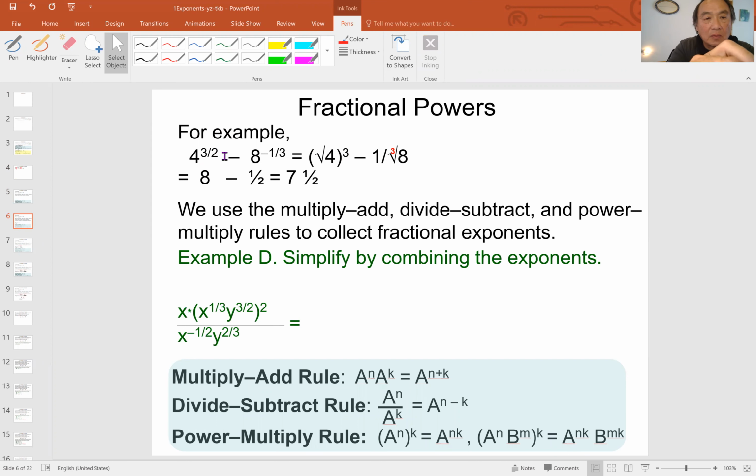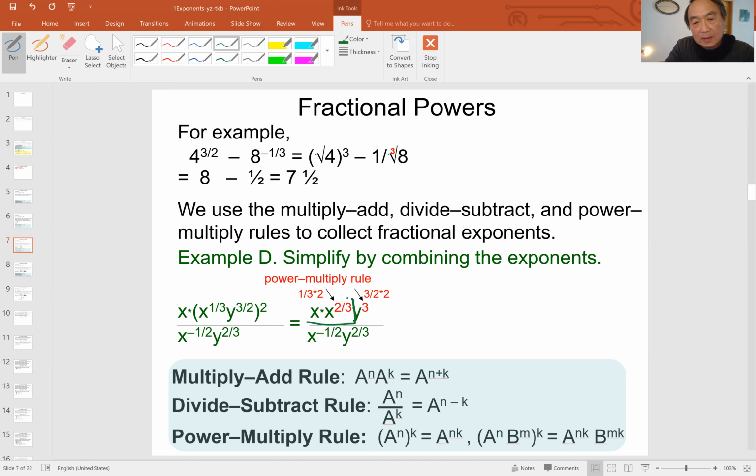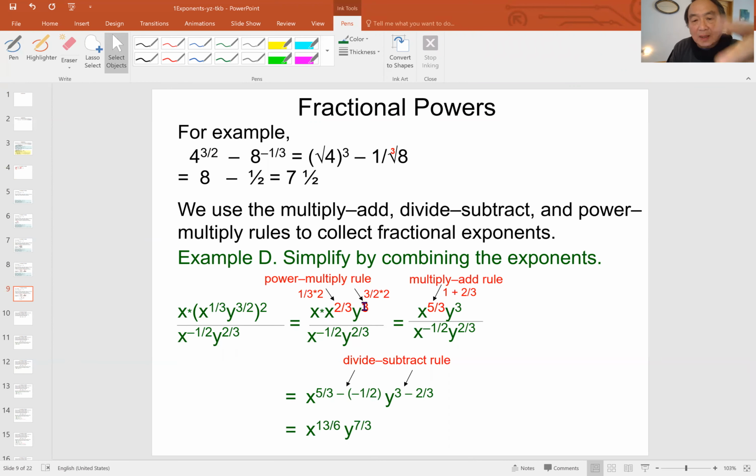So in this problem, we do power to power, multiply. Therefore, we get the new power. Then when we multiply, we add, so we get 5/3. Then when we divide, we subtract and collect the exponents. Basically, it's fractional calculations of exponents.